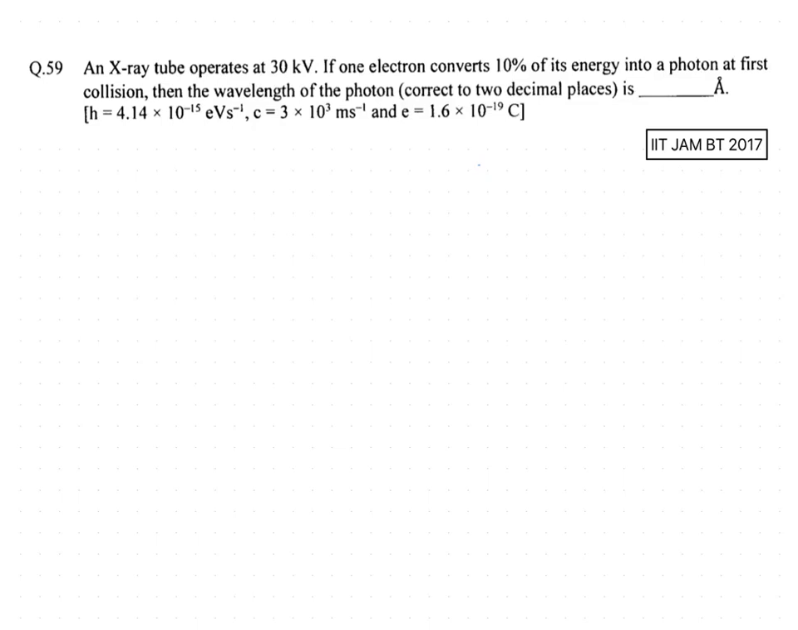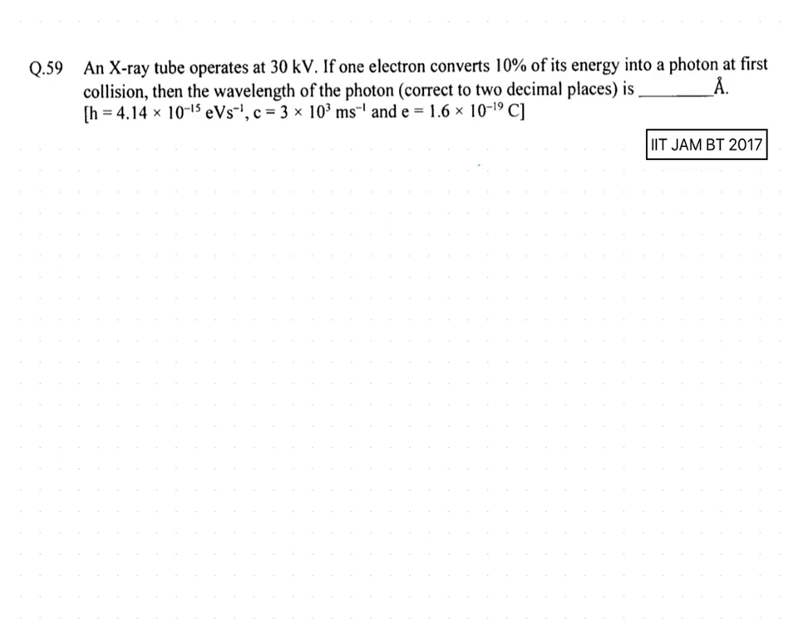In this video we are going to solve a problem on the physics portion. This problem came in the year 2017 in the JAM Biotechnology paper. The question is: an X-ray tube operates at 30 kilovolt. If one electron converts 10% of its energy into a photon at first collision, then the wavelength of the photon, correct up to 2 decimal places, is how much angstrom?